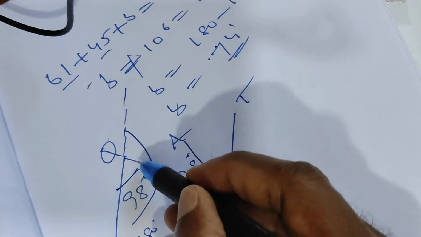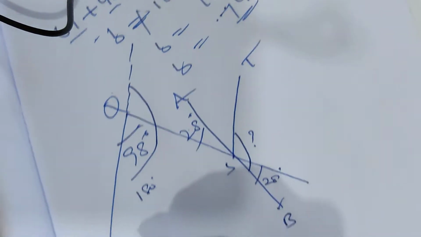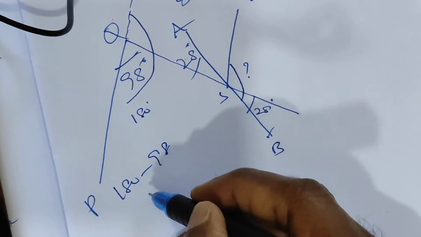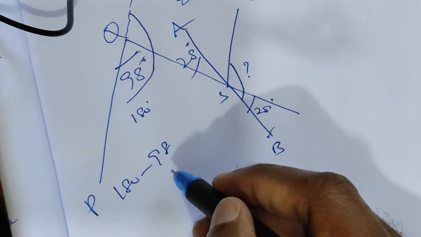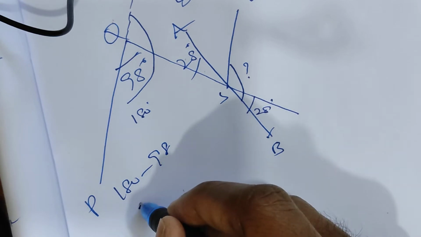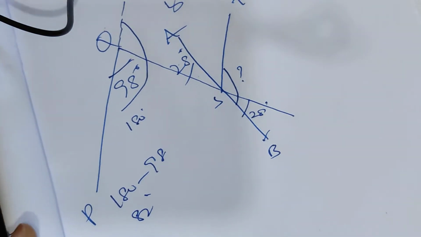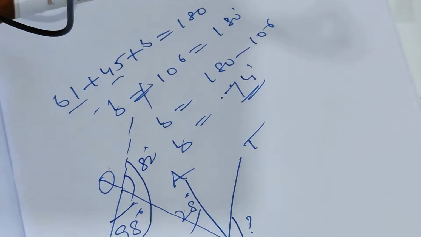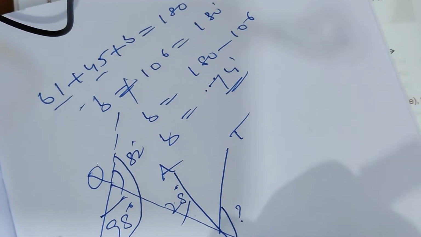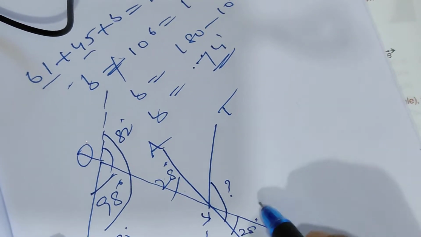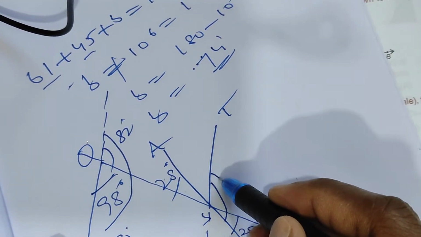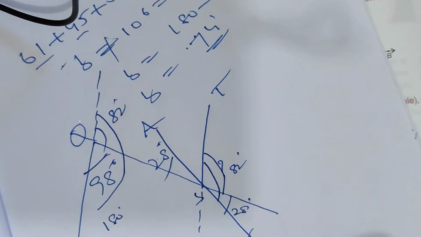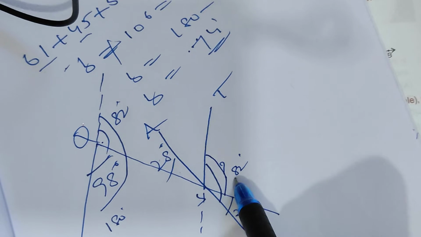If this is 98 degrees, what is this angle? It must be 180 minus 98. How much is this? 180 minus 98 is 82 degrees. This angle must be 82 degrees. If you extend this line, this angle must be 82. These are corresponding angles, right? So if this is 82, this also must be 82.